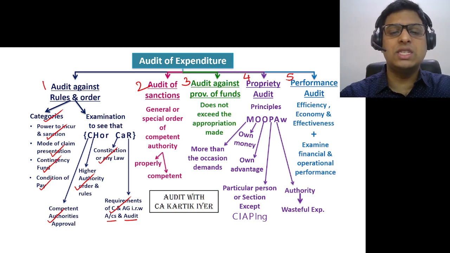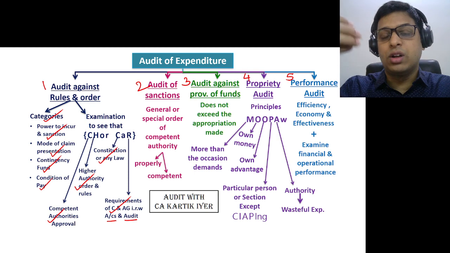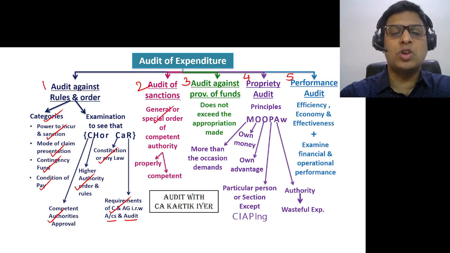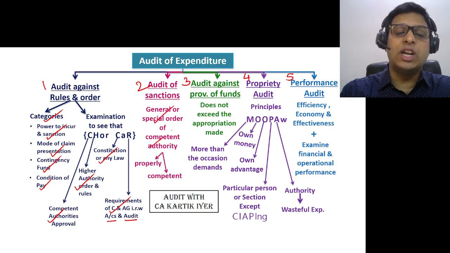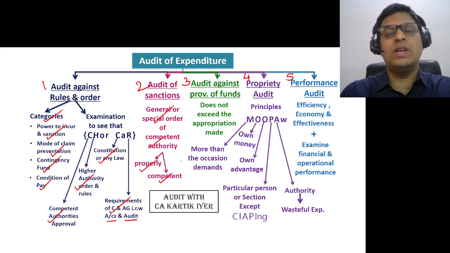Next is the audit of sanctions. Any sanction that is given for any government related work, whether any general or special order of the competent authority is passed, and whether it is passed properly and by the competent authority, meaning the proper authority.